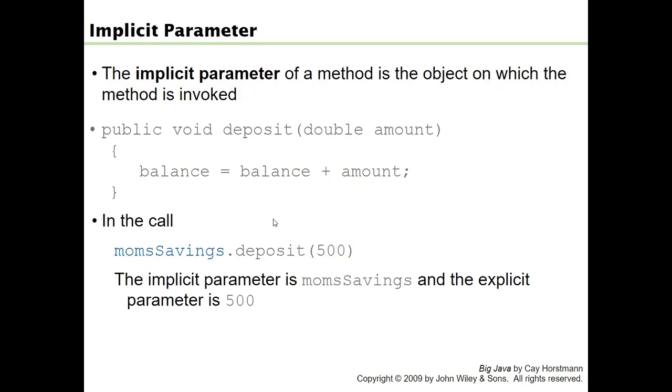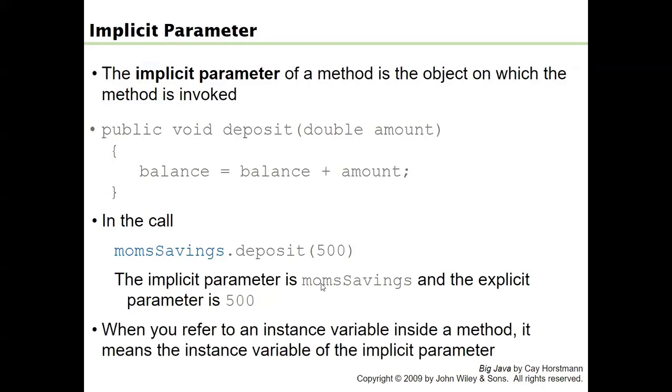So the implicit parameter is Mom Savings, and the explicit parameter is 500. So that's implicit. If you actually look at the deposit method here, notice that there's no parameter that says which bank account are you talking about? Because you don't have to say that. You say that in the call. This is the one, Mom Savings. This is the one I want to deposit this money into. But if you look at it from the deposit point of view, notice that that's not there. That's because it's implicit. It's invisible. Okay, it's implied.